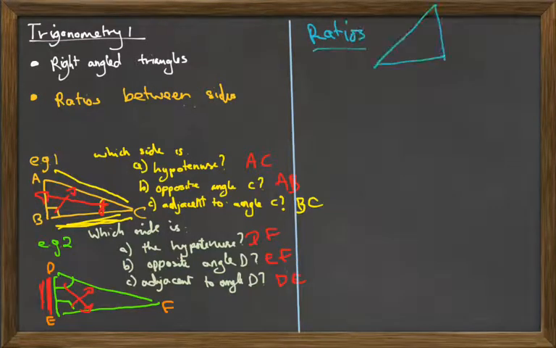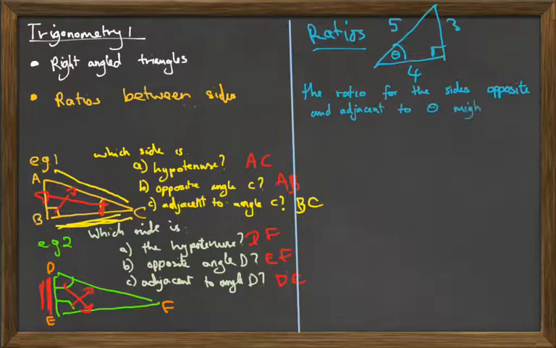Okay. Ratios. So we've got this triangle here, this 3, 4, 5 triangle, a classic Pythagorean triple. We've got this angle theta. So we're going to look at what that second bullet point means with regards to ratios. This question says, the ratio for the sides opposite and adjacent to theta might be written as... Okay, so the ratio for the sides opposite and adjacent to theta.